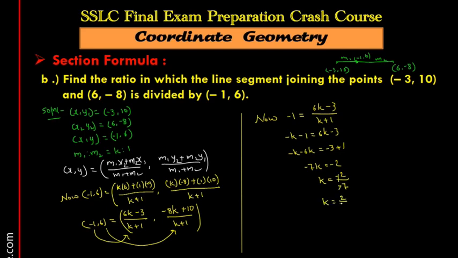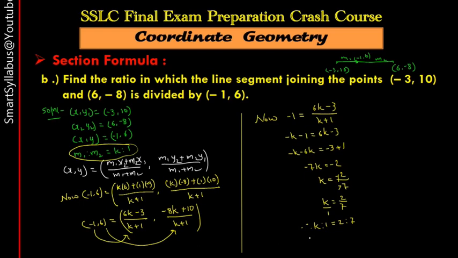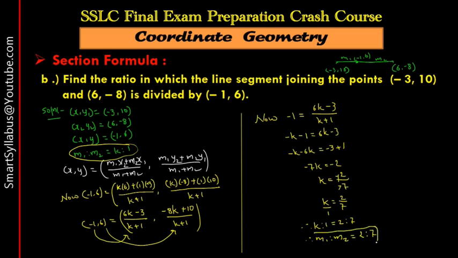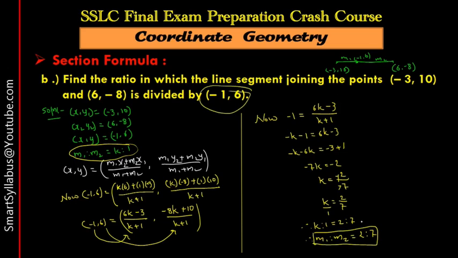So we get k is equal to 2 upon 7. In the sense, in the denominator of the k, if nothing is there, then it is 1, in the sense k is to 1, so it is 2 is to 7. Students, this is nothing but m1 is to m2, therefore m1 is to m2 is equal to 2 is to 7. This is the required ratio. So the point (-1, 6) is dividing the given line in the ratio 2 is to 7. So like this you can find the ratios.